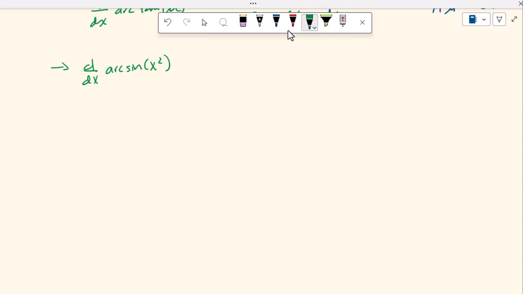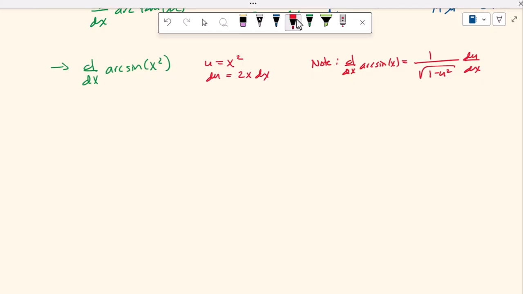And the answer is I don't know, because I don't know what x is. But we can still figure this out. Now for here, we are going to use the derivative with respect to x of arc sine of u equals 1 over the square root of 1 minus u squared du dx. So that's our form here that we're going to use. So what I need to do is identify u. So u here is equal to x squared, du is equal to 2x dx.